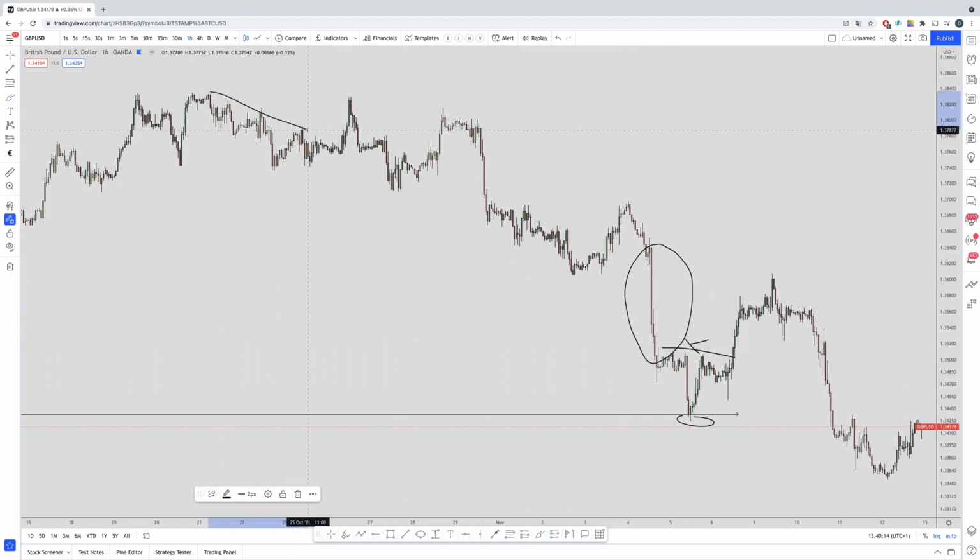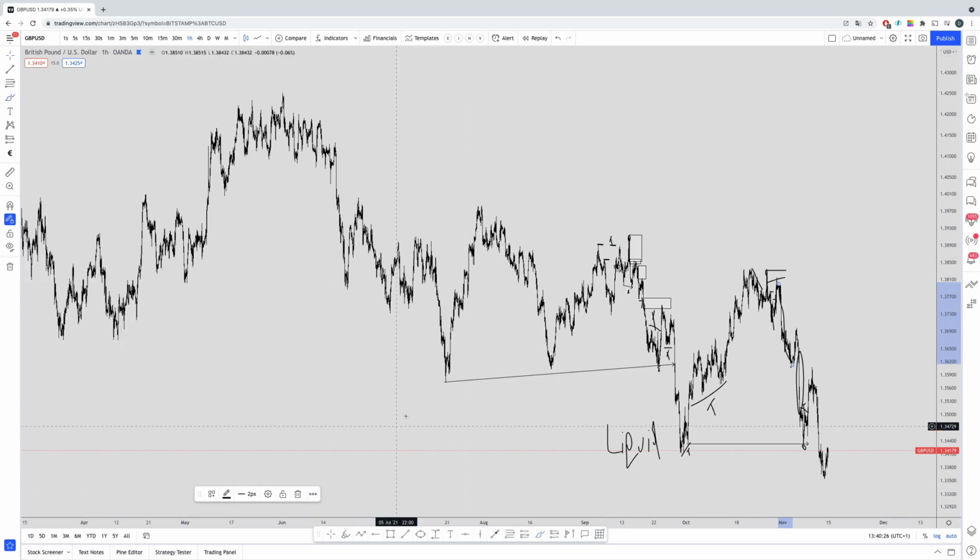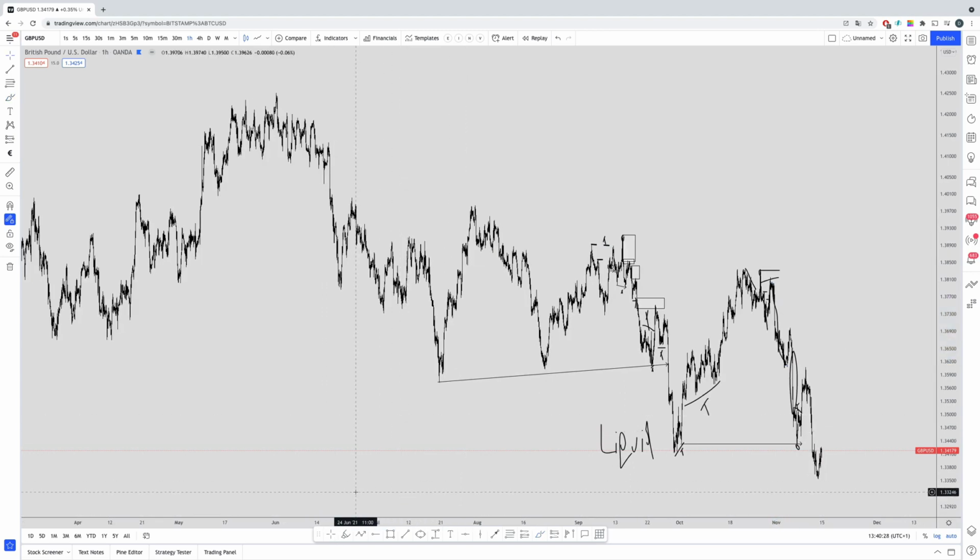You can see here how beautifully price took this liquidity, pushed the price to the downside here, everything liquidity, used the liquidity, got into the supply zone, and price dropped. So it's really, really easy. You just need to train your eyes, and that's your job right now, my friends.